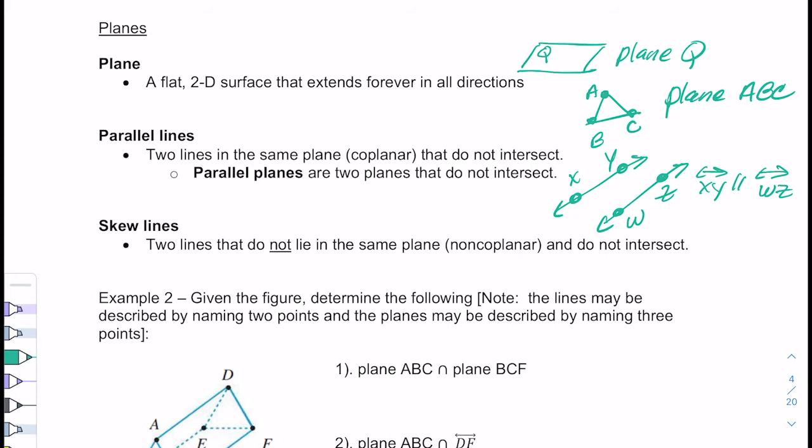Parallel planes are the same thing. So they're planes this time that are never going to intersect. And we'll see an example of that below.